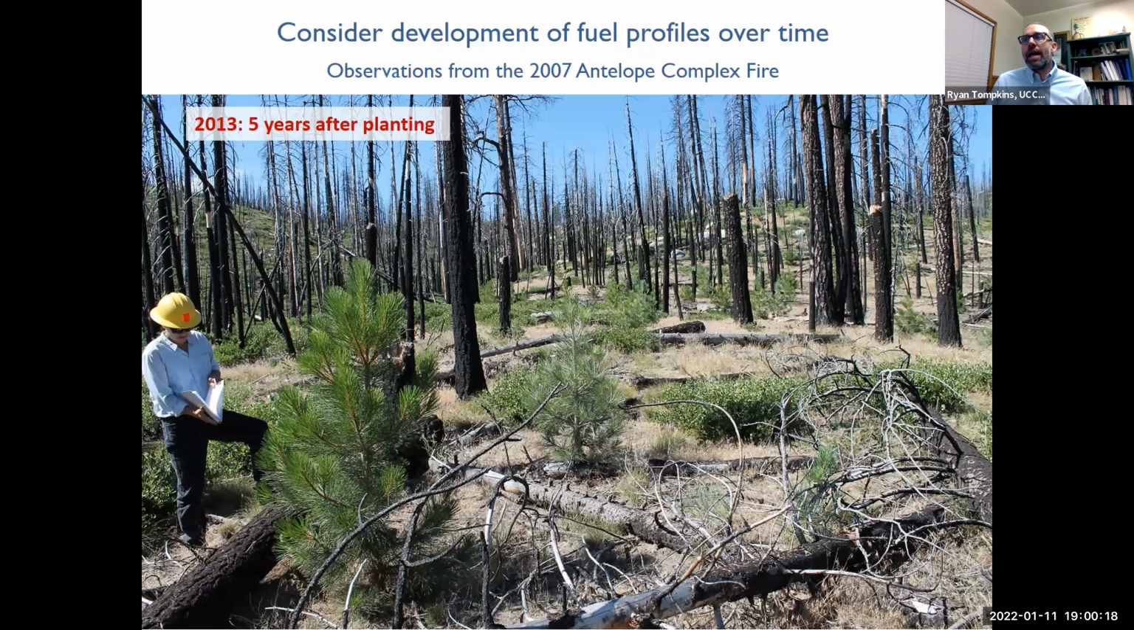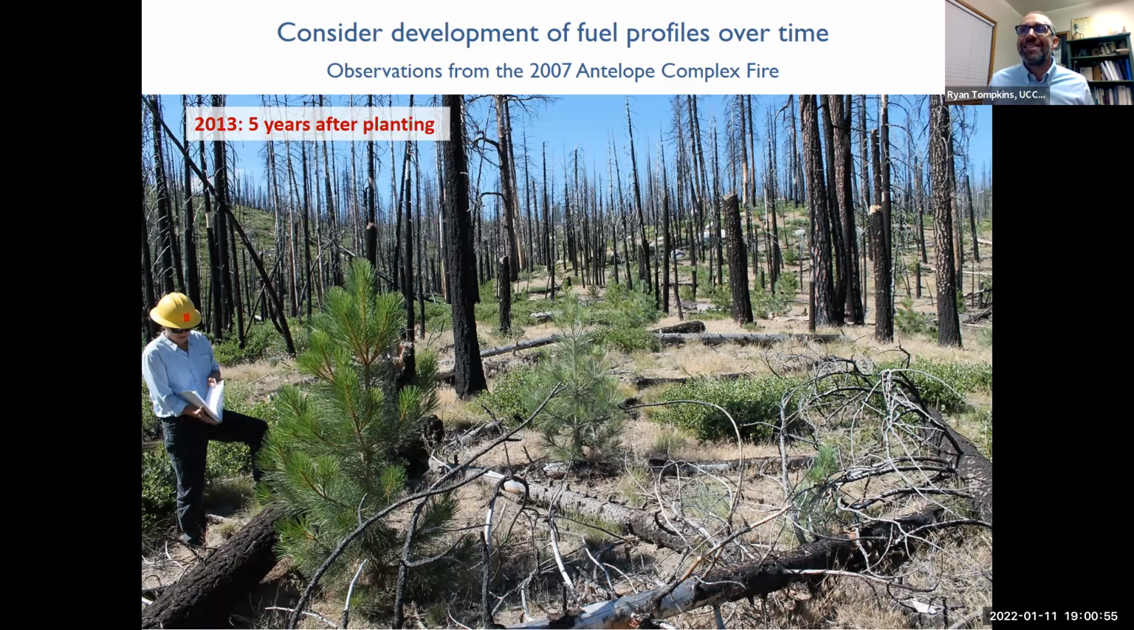As both Danny and Mike mentioned, I really want you to think of the development of fuel profiles over time, particularly for California forests in a changing climate where we're seeing fire seasons extend. We're also seeing an increase in ERC, or energy release component, which is a metric of drying in our forests. And so we need to be prepared for these forests to burn again, and that should factor into our management decisions.